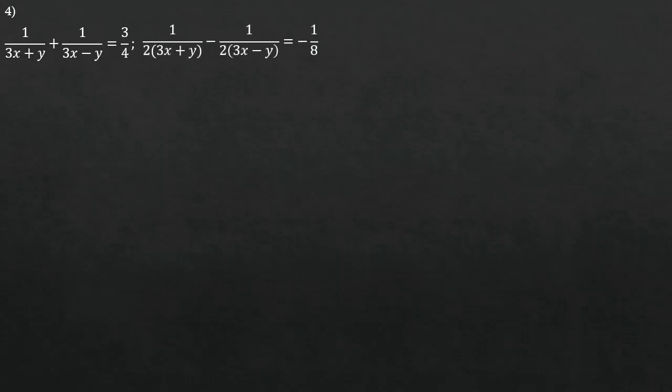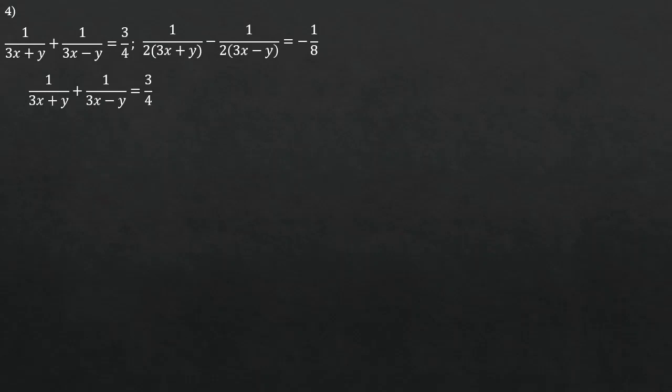Let's discuss the last question of this type, which is one of the important questions for the board exam. And the question is 1 upon 3x plus y plus 1 upon 3x minus y is equal to 3 upon 4, and 1 upon 2 into 3x plus y minus 1 upon 2 into 3x minus y is equal to minus 1 upon 8. What is the difference in this question than the previous one? Here also in the denominator we have a binomial, but both terms which we have in the denominator have variables. In the previous one, only one term had a variable and the other had just a number. So the same way we proceed for this sum also.